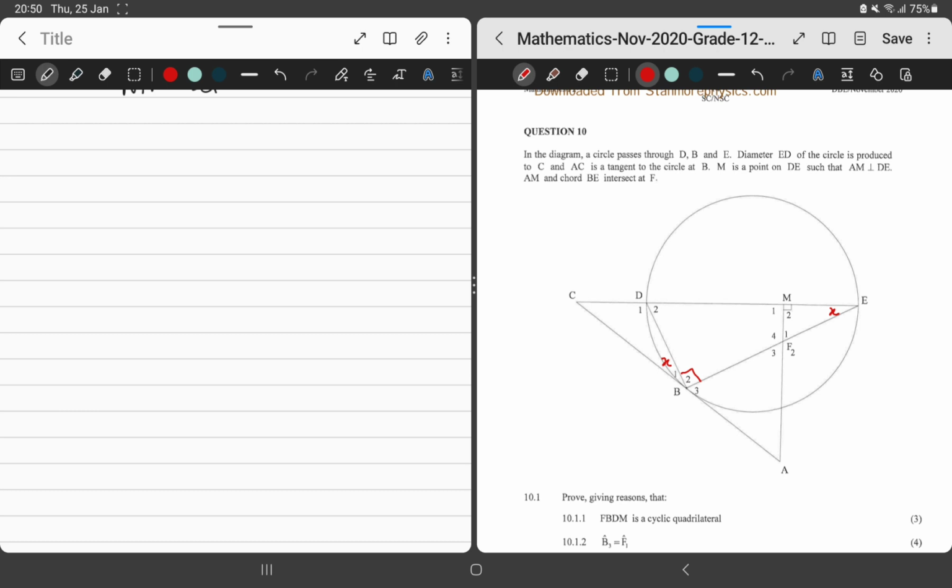M is a point on DE such that AM is perpendicular to DE. AM and chord BE intersect at F. Then 10.1.1. Prove giving reasons that FBDM is a cyclic quad.